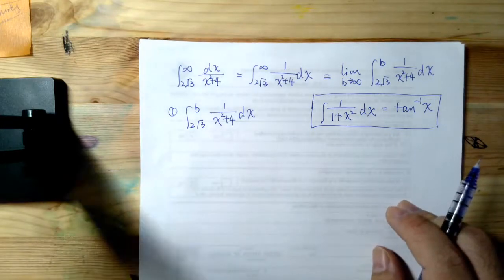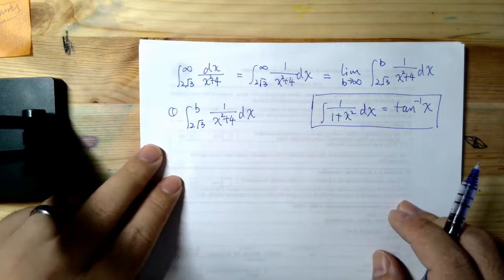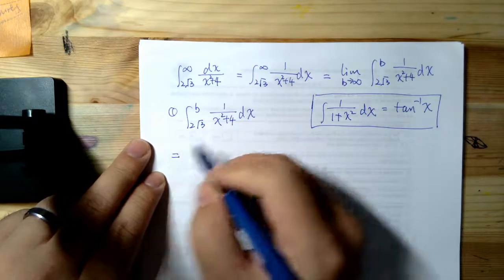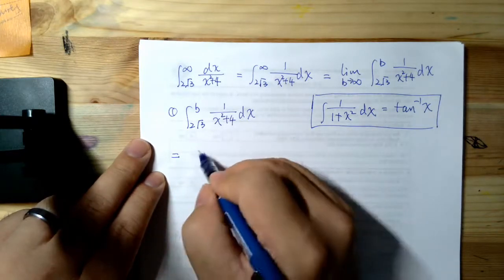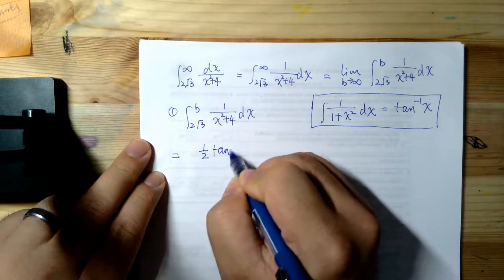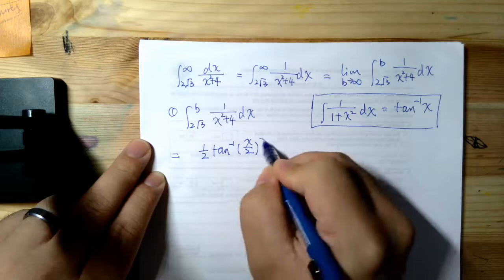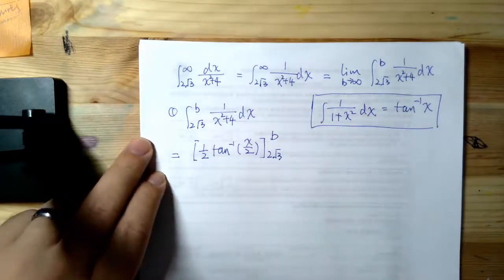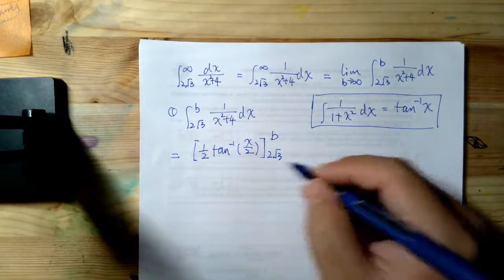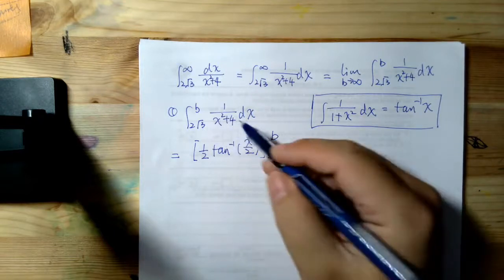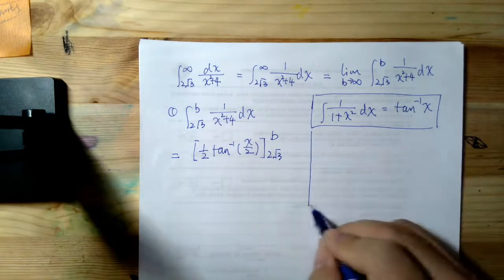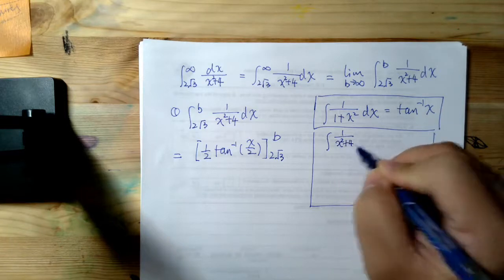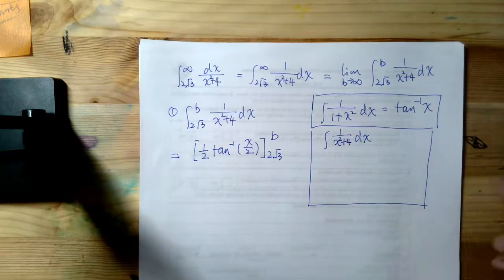And we can use a simple u substitution to handle this. So it turns out that it will be 1 over 2 tan inverse of x over 2, and then you make an evaluation between 2 square root of 3 and b. So that's how we get this. About how we evaluate this integral here, let me just go through it very quickly.